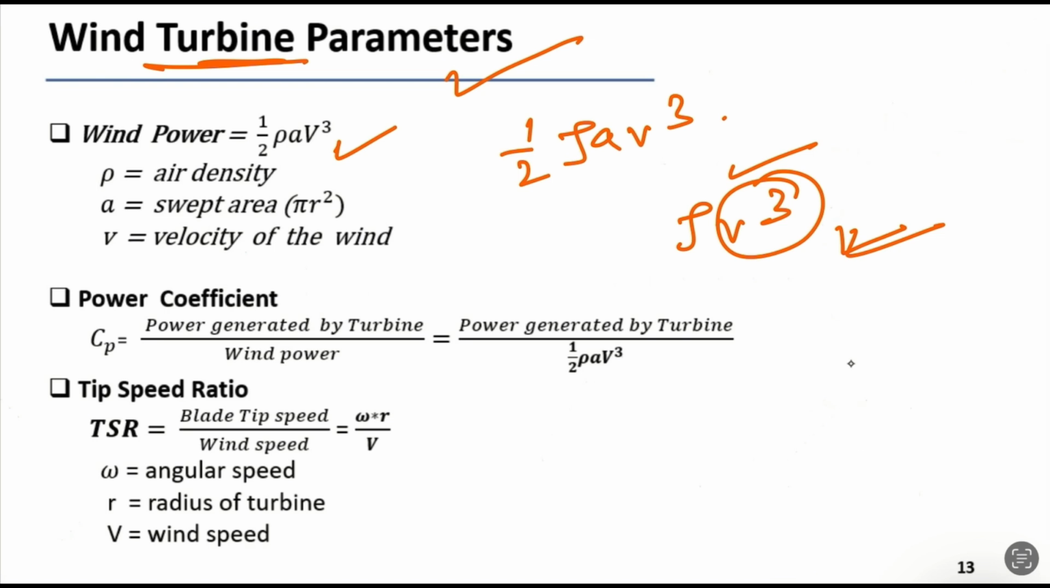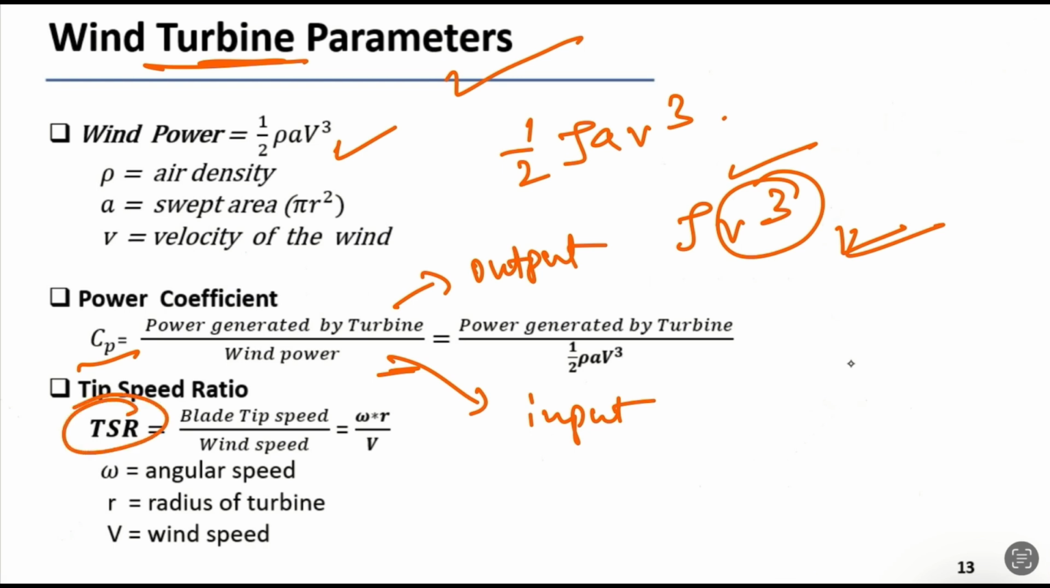Okay, so now the power coefficient. What is the power coefficient? It is basically the ratio of power generated by the wind turbine to the wind power. It can be thought of as an input, what wind power is coming in, and what output you are getting from the wind turbine, the power generated. So it compares those.